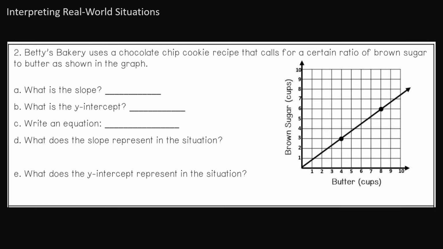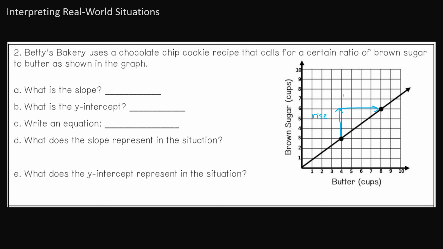Let's try one more. Betty's Bakery uses a chocolate chip cookie recipe that calls for a certain ratio of brown sugar to butter as shown in the graph. So this time we're interpreting a graph in the information here. Let's find the slope first. We already have 2 points labeled for us. I'm going to find the rise over run.